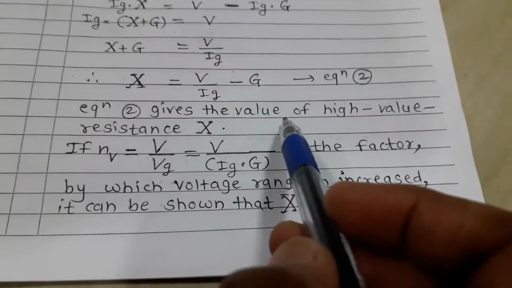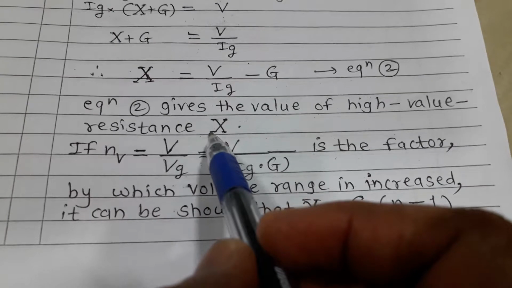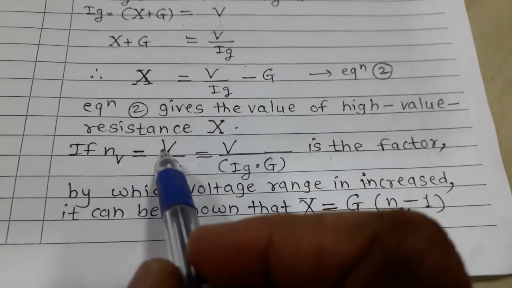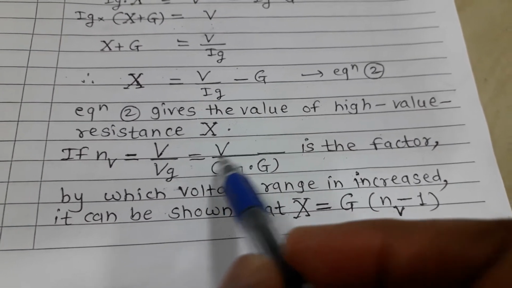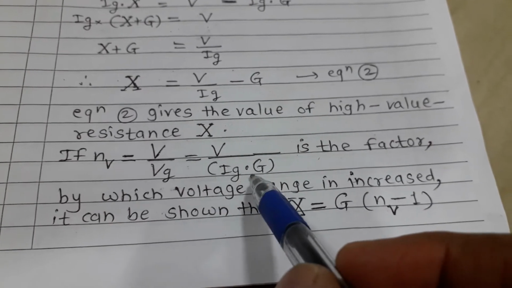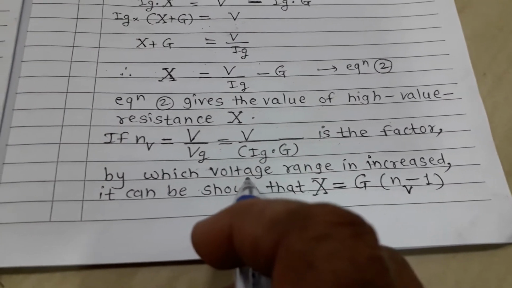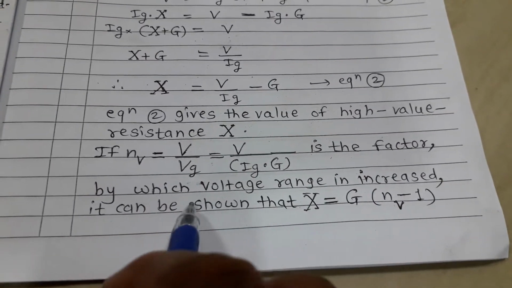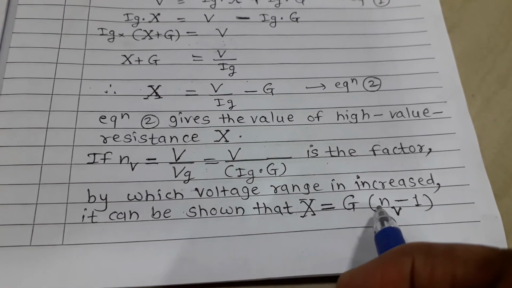Equation 2 gives the value of the high value resistance capital X if small n of V, equal to capital V divided by Vg, which is equal to capital V divided by Ig into capital G, is the factor by which the voltage range is increased. It can be shown that capital X is equal to capital G into (nV minus 1).